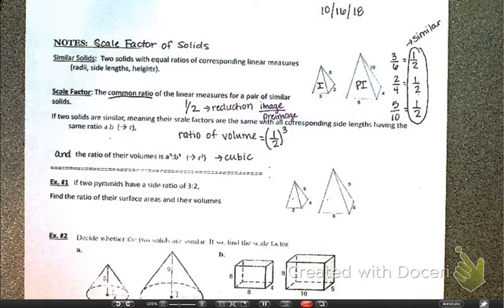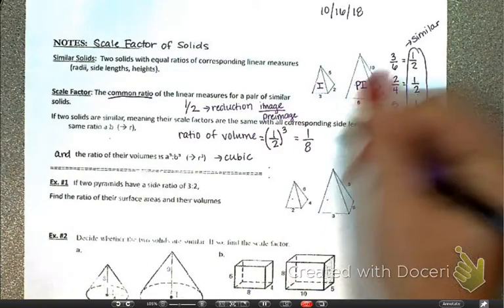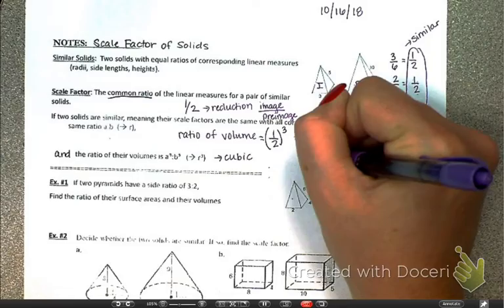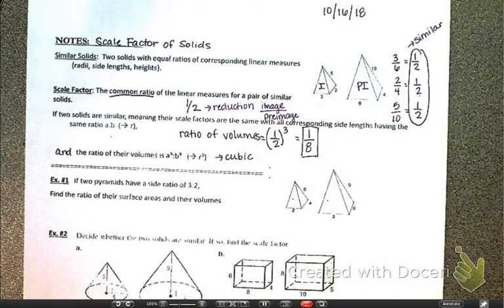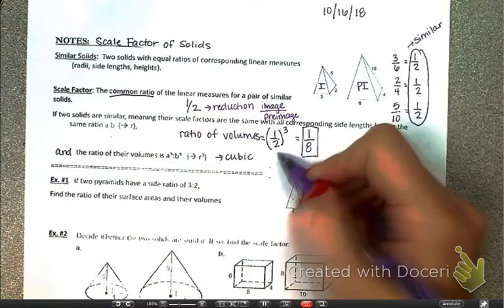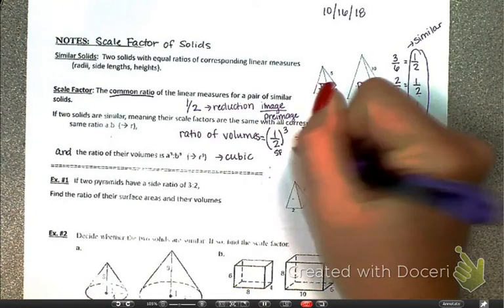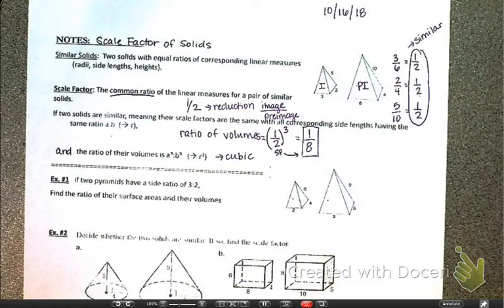What is 1 to the 3rd power? 1. 1 times 1 times 1 is 1. What is 2 to the 3rd power? 8. 2 times 2 times 2 is 8. So this ratio here is called my ratio of volumes. That should have an S on it. My ratio of volumes. So you start with scale factor. So this is my scale factor. You cube it to get your ratio of volumes. Are we okay with that so far?